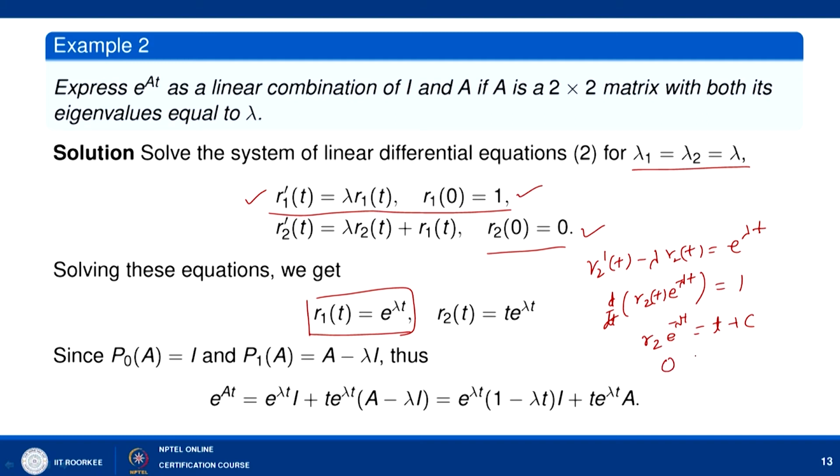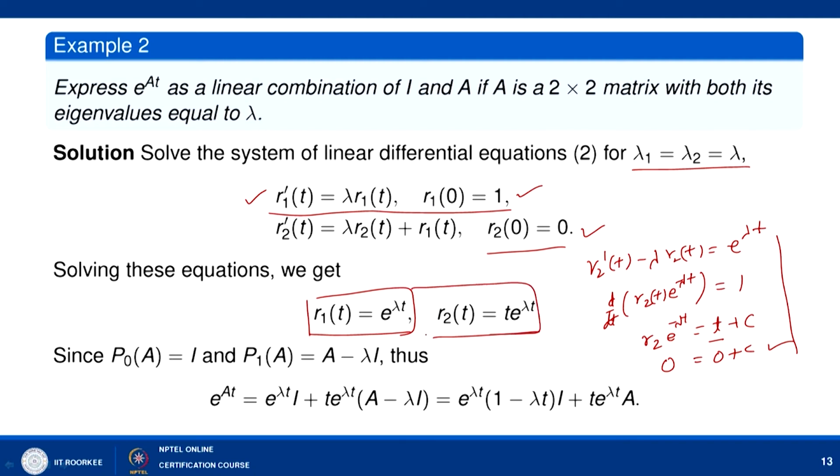So, 0 equal to 0 plus c. So, c is coming out to be 0. So, r2 e^(minus lambda t) is equal to t, or we can say that r2(t) is given as t e^(lambda t). I am using one method, you can use any of the methods which you know.